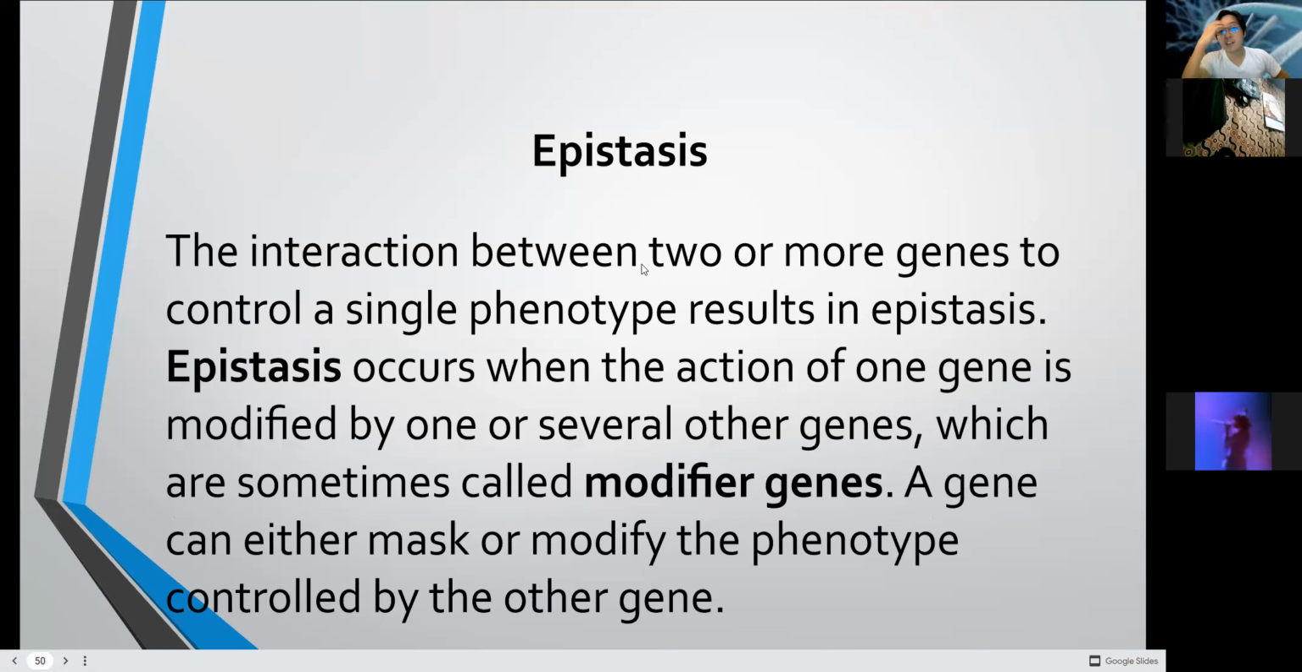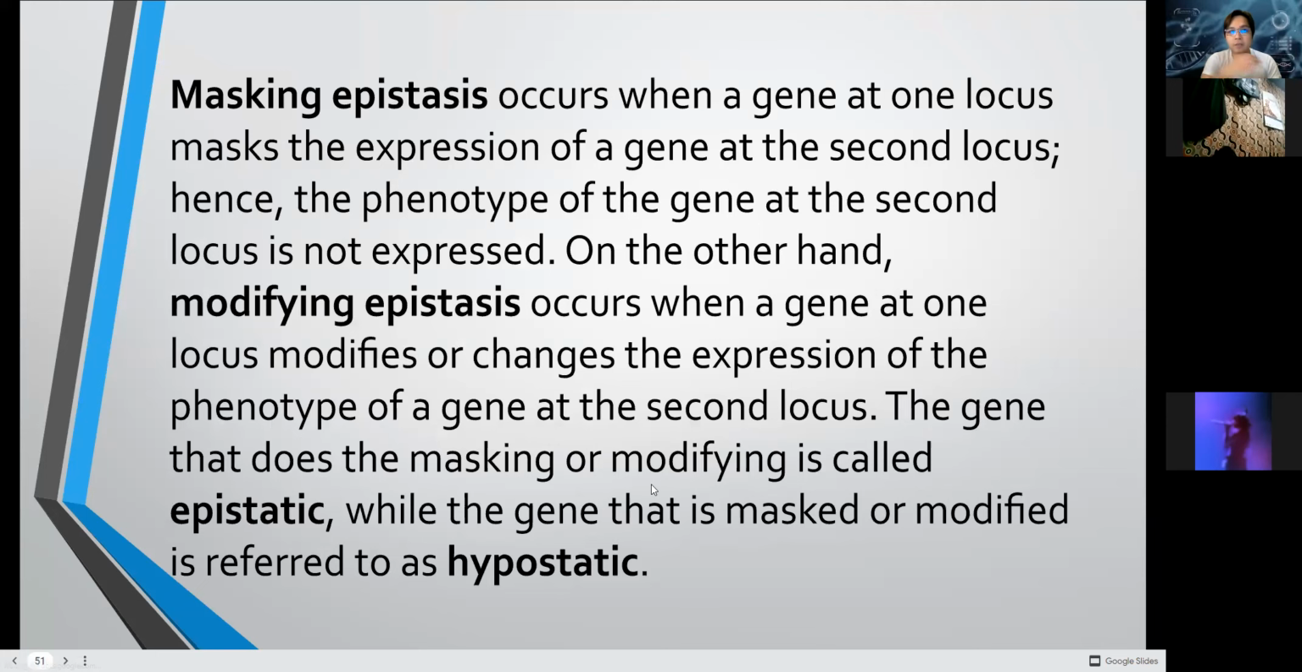Epistasis. The interaction between two or more genes in control of a single phenotype results in epistasis. Epistasis occurs when the action of one gene is modified by one or several other genes, which are sometimes called modifier genes. Let's take a look at this one later. A gene can either be masked or modify the phenotype controlled by another gene. It is actually covered up.